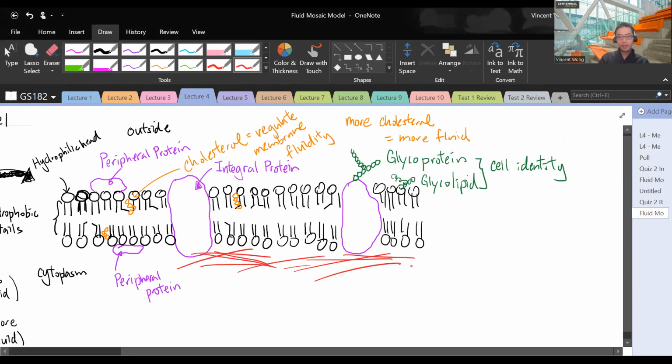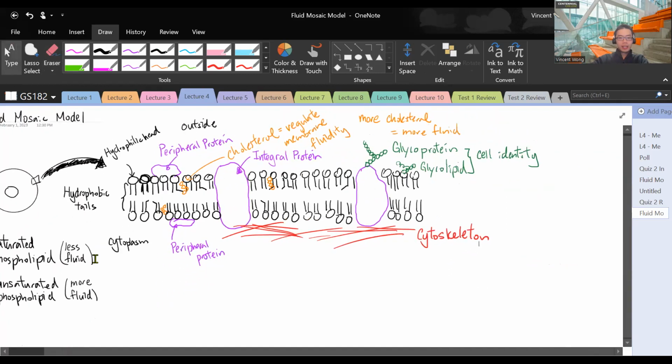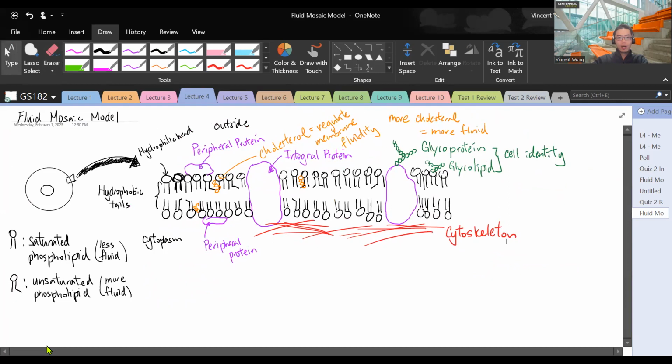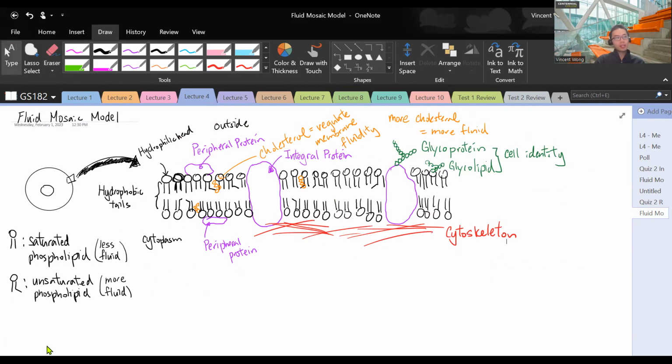Okay, so these little red fibers, those are the cytoskeleton. Right? And the proteins would allow the membrane to be anchored to some of this cytoskeleton. Cytoskeleton could be outside as well, it doesn't have to be just on the inside. Okay, so that's a summary of everything that's going on in the cell membrane in terms of the composition and the function of some of the components. Does anyone have any questions?